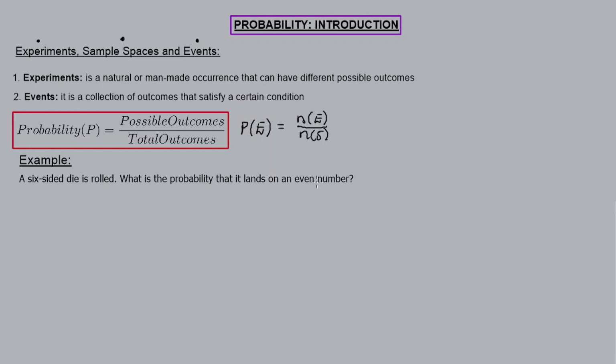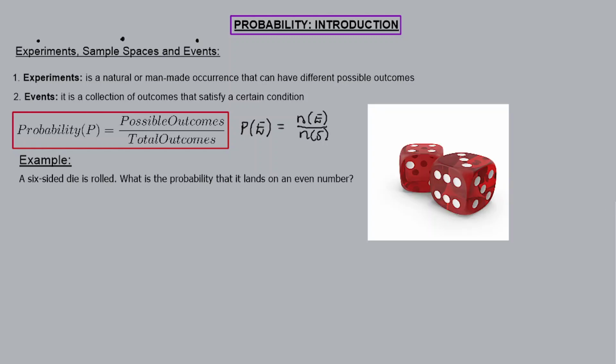All right, let me clarify some terminologies here. A die, a dice. If it is one, it is a die. If it is two or more than one, they are dice.